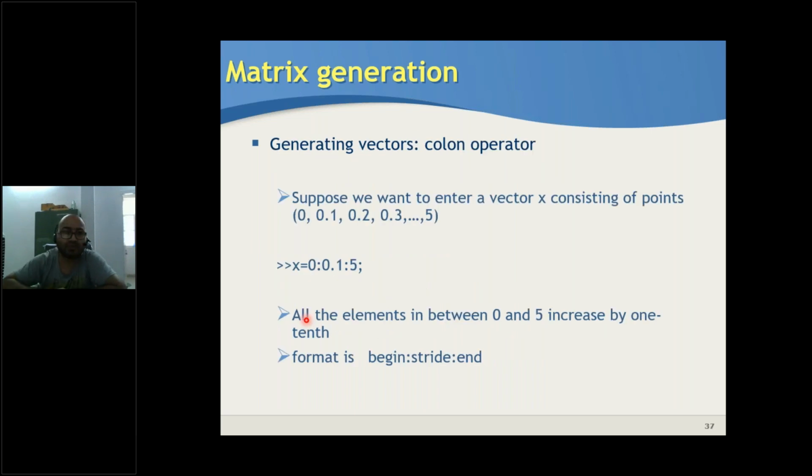Now generating vectors with the help of the colon operator. Suppose we want to enter a vector x consisting of points 0, 0.1, 0.2, 0.3 up to 5. So we can use this command as we have already discussed in the looping section. All the elements between 0 to 5 increase by 1/10, 0.1. The format is begin, stride, end.